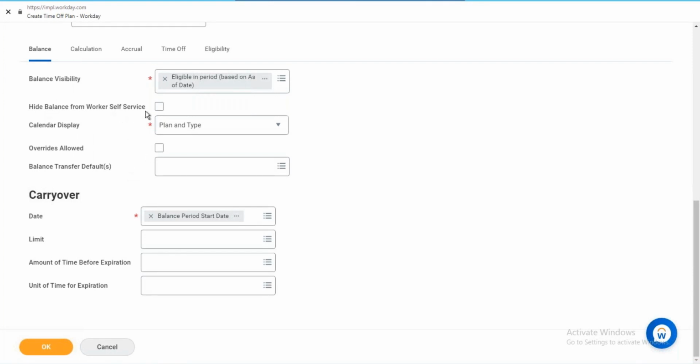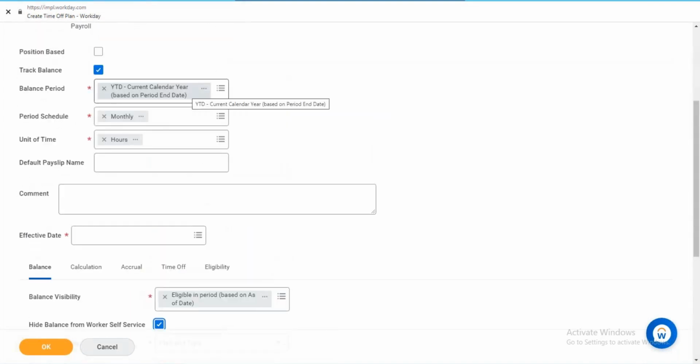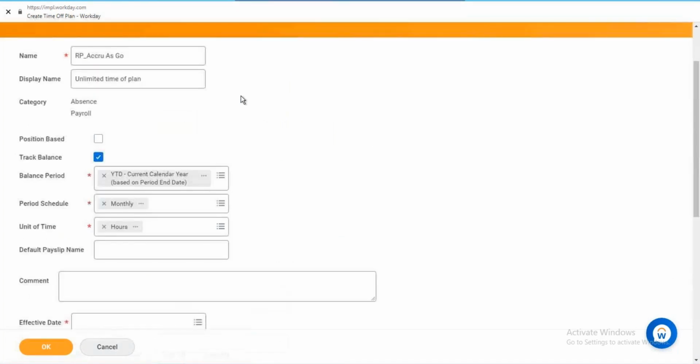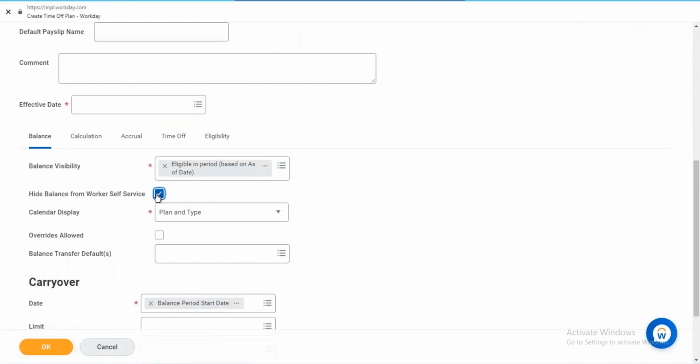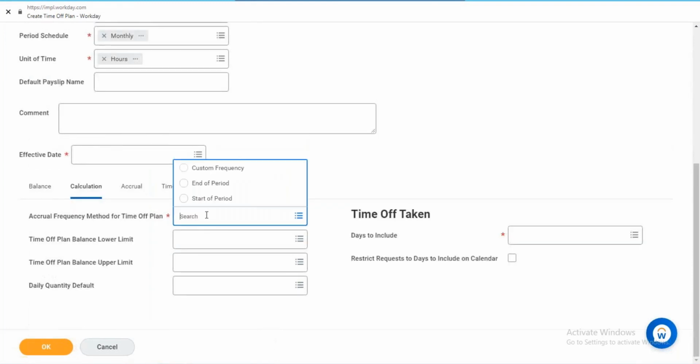Hide balance from self-service worker. Hide balance means the worker cannot see how many balance he has, because this is an accrue as you go plan. Generally, these kinds of plans are always on behalf of the worker. The HR admin requests this kind of time off plan, and for that they tick this checkbox. Now calculation. There is no accrual, so let's make it like that.